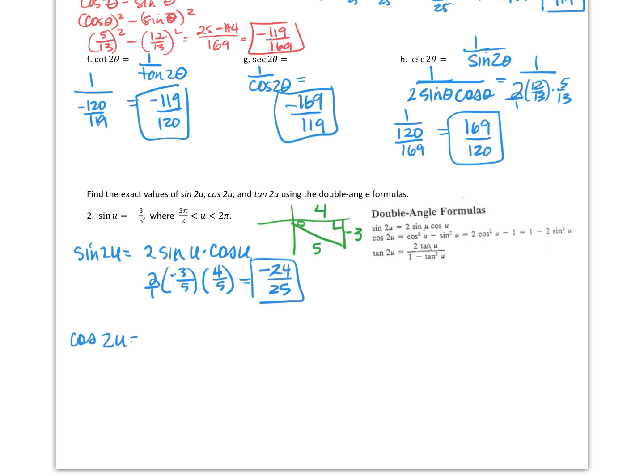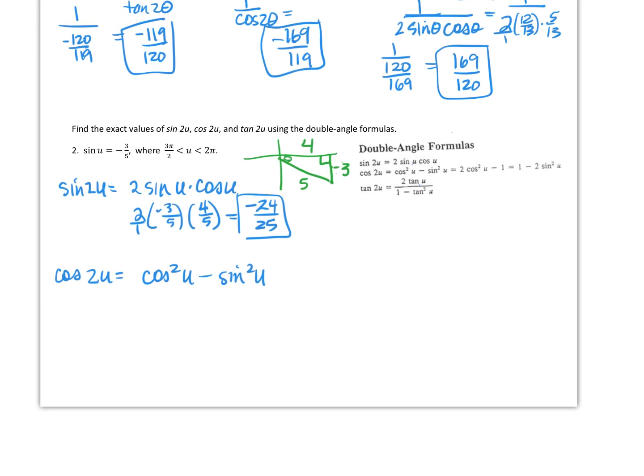Cosine of 2u, what does the formula say? This is the one that uses cosine squared u minus the sine squared u, right? All right, we just said that cosine is adjacent over hypotenuse. So this is 4 over 5 squared minus the sine, negative 3 over 5 squared. So if I clean that up, what do I get? I get 16 over 25 minus 9 over 25, which leaves me with 7 over 25.